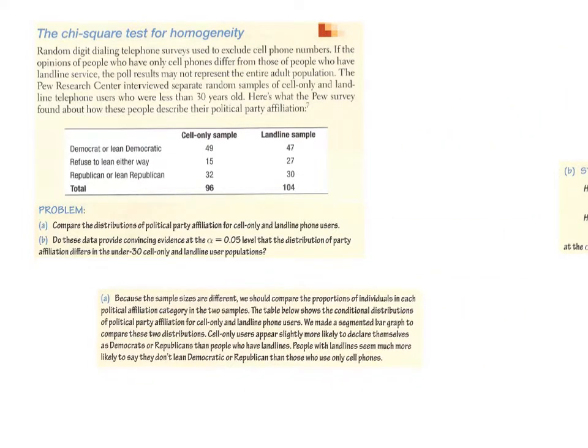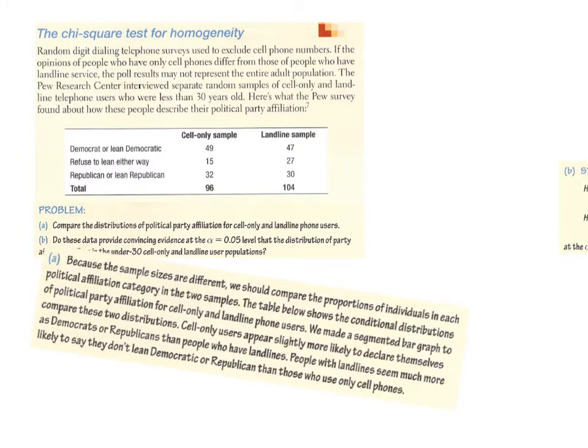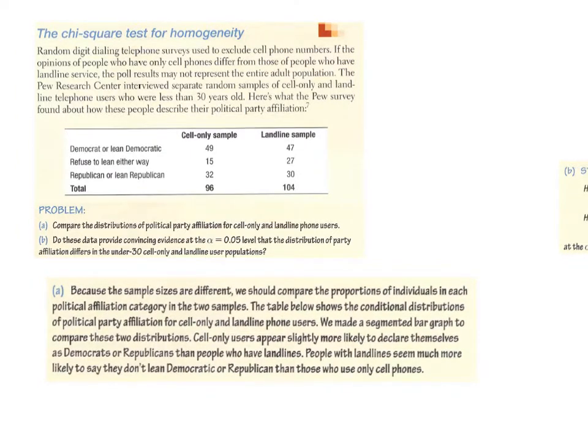For part A, it asked me to compare the distributions of political party affiliation. Basically this is what we did in the beginning when we looked at what we have and talked about what we see and what's going on. Because the sample sizes are different, we need to look at proportions. If we had the exact same sample size, it would be more comparing apples to apples. But I can't say that 49 and 47 necessarily are super close together if it's 49 out of 50 versus 47 out of 1,000, right? So we need to look at the proportions here.